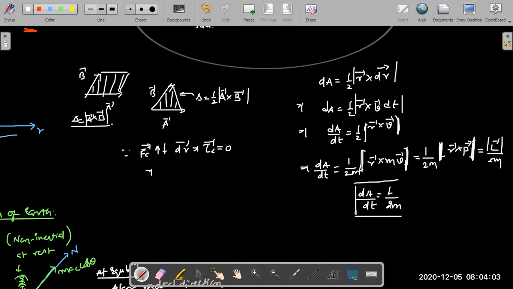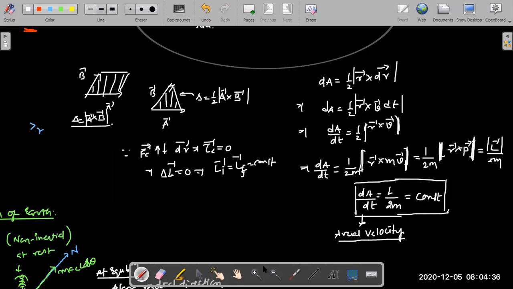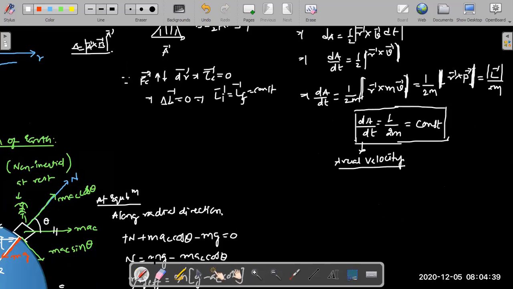0. If torque due to centripetal force is 0, then angular momentum must be how much? It must be constant. Delta L bar must be equal to 0. This implies L initial is equal to L bar, and that is constant. Clear? So that means this L by 2m is constant. That means what is it saying? It is saying that the rate at which the area is changing, that is what is called time rate of change of area. This is what is called aerial velocity. Aerial velocity is constant.